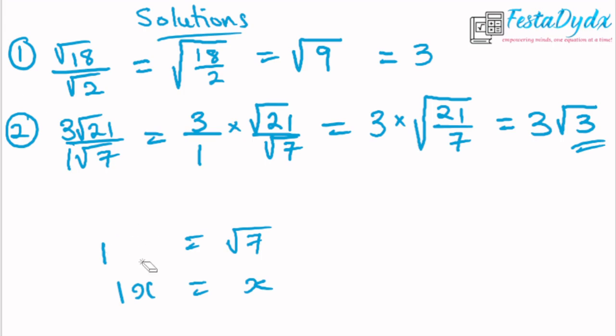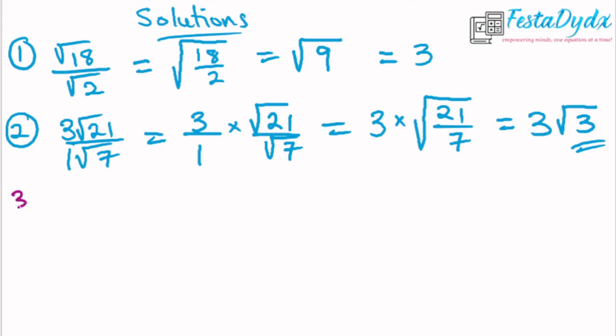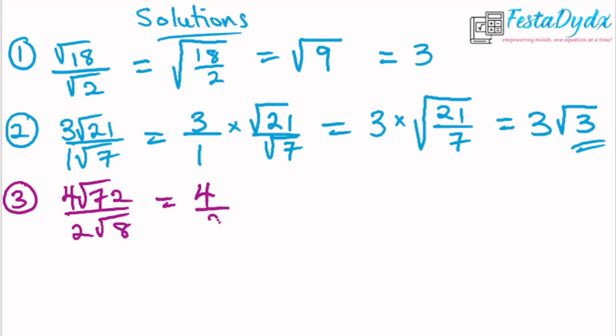So let's move to question number 3. For number 3, we'll have 4√72 all over 2√8. Okay, this is very easy for us to split. Whole number with whole number, surd with surd. So the whole number here is 4 all over 2, times the surd, √72 all over √8.